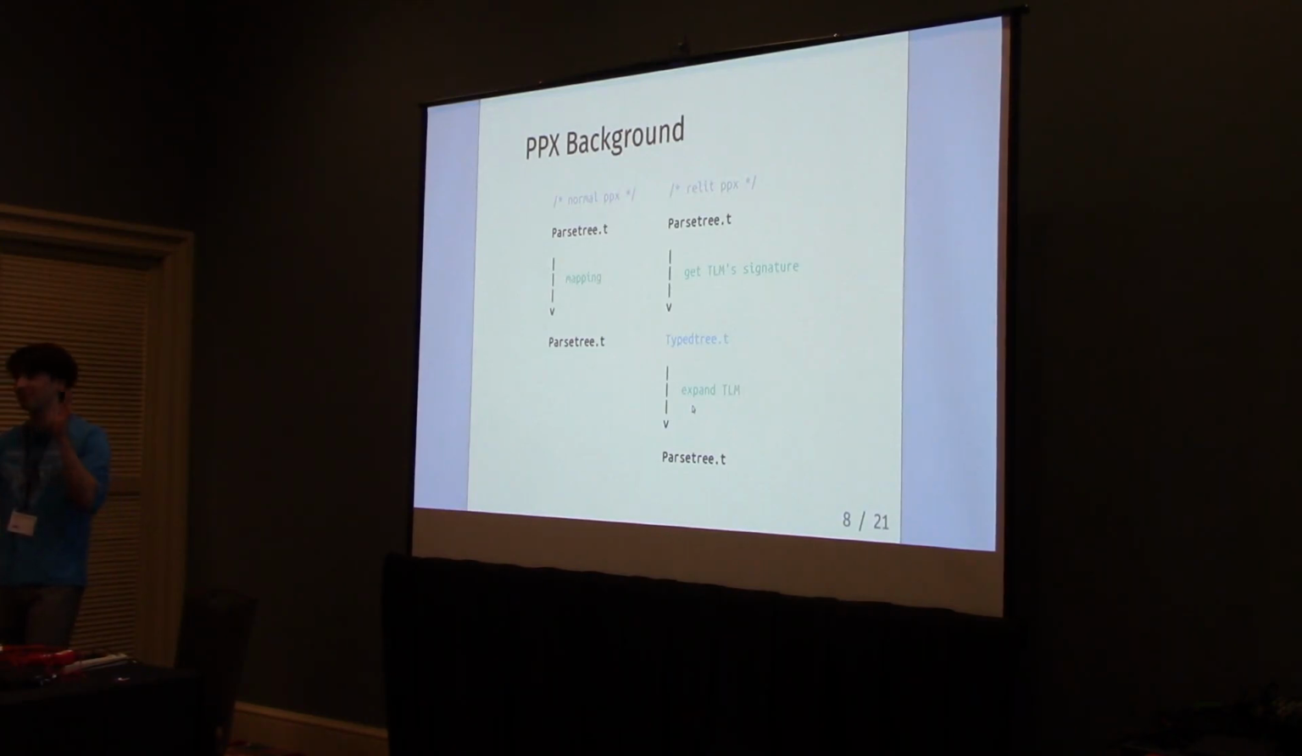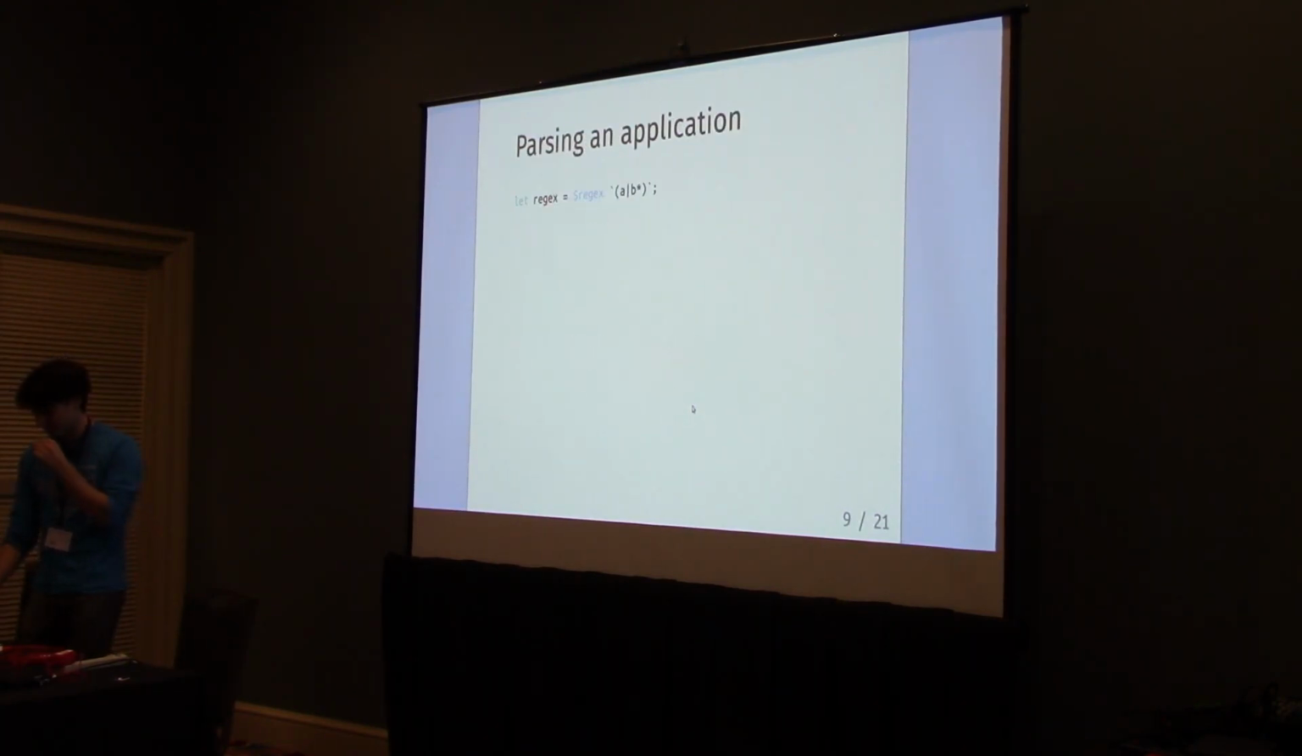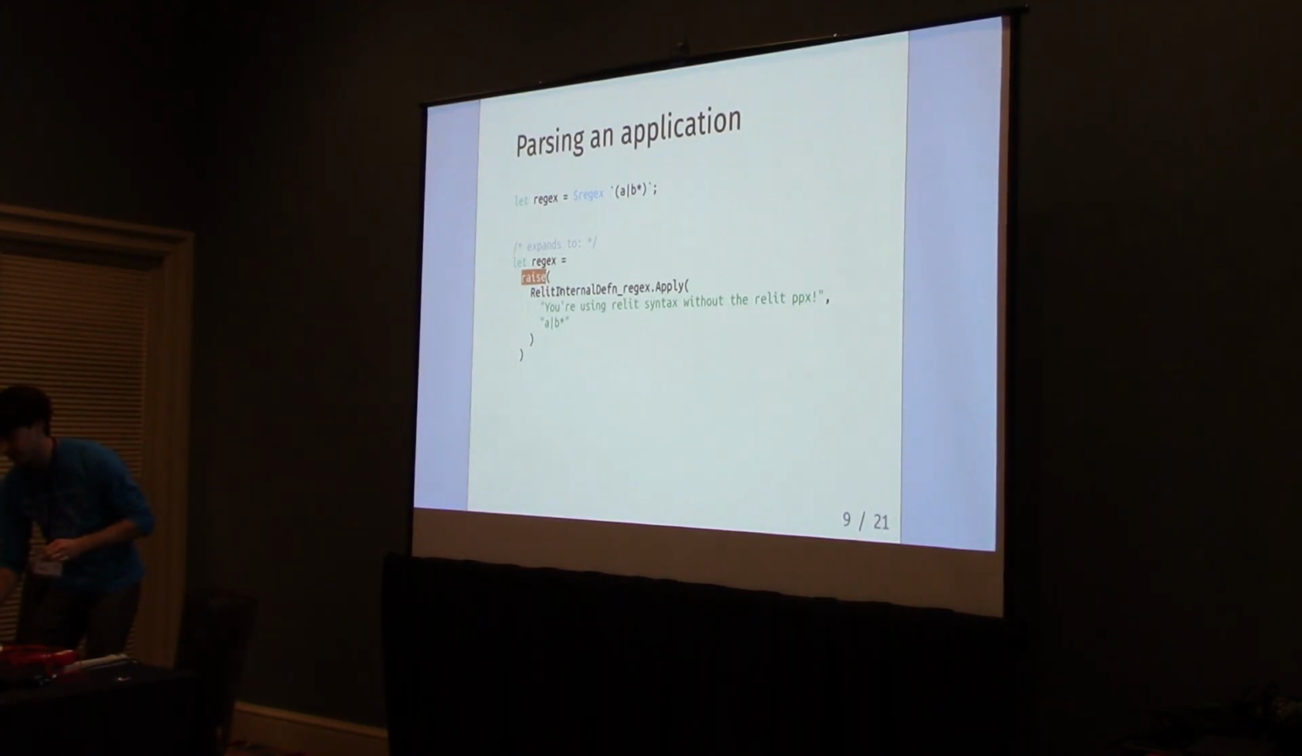Relit does this. So first of all, the implementation of Relit is a PPX with a small syntactic change to Reason. So we haven't forked a large portion or written a ton of code for OCaml or Reason. Instead, we've made a small syntactic change to Reason and then implement the heavy lifting with a PPX that does this. So when the parsing change looks like this, we take a TLM application here, right? And then it expands to let regex equal, and then we raise an exception, Relit internal def in regex, which corresponds to lit regex up here, dot apply with an error message and a TLM body. Now, this exception should never be thrown at runtime unless you forget to use the Relit PPX, which is why we have this error message.